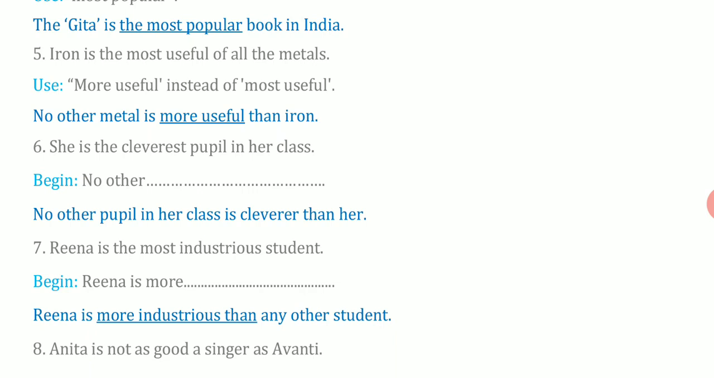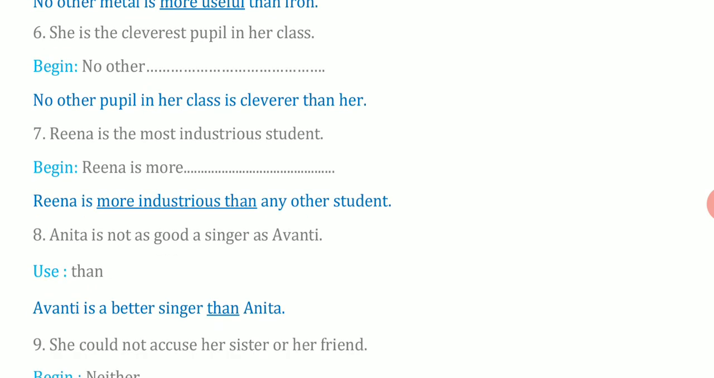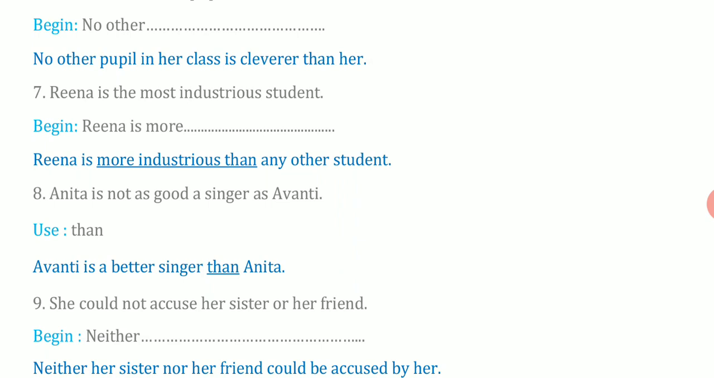Reena is the most industrious student. The most means superlative. Industrious means hard worker, diligent. We are to start with Reena is more. More means comparative. So Reena is more industrious than any other student. Anita is not as good a singer as Avanti. Good means positive degree, and we are to make it comparative degree. So Avanti is a better singer than Anita.